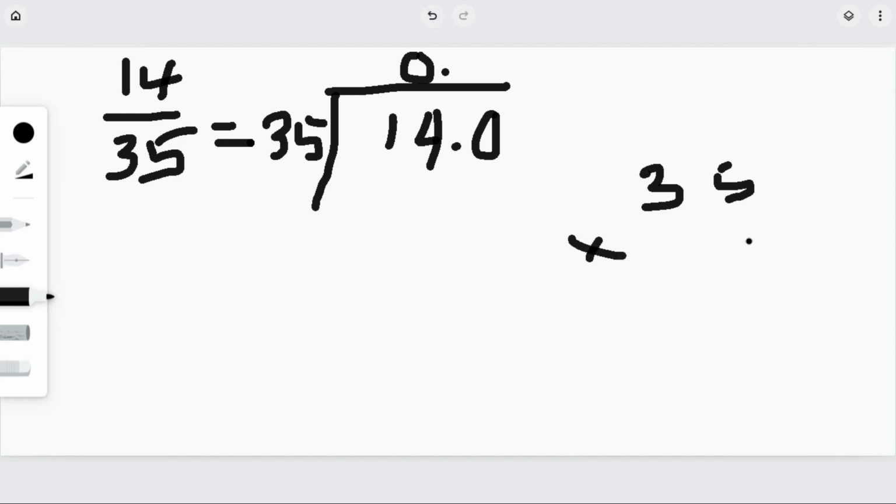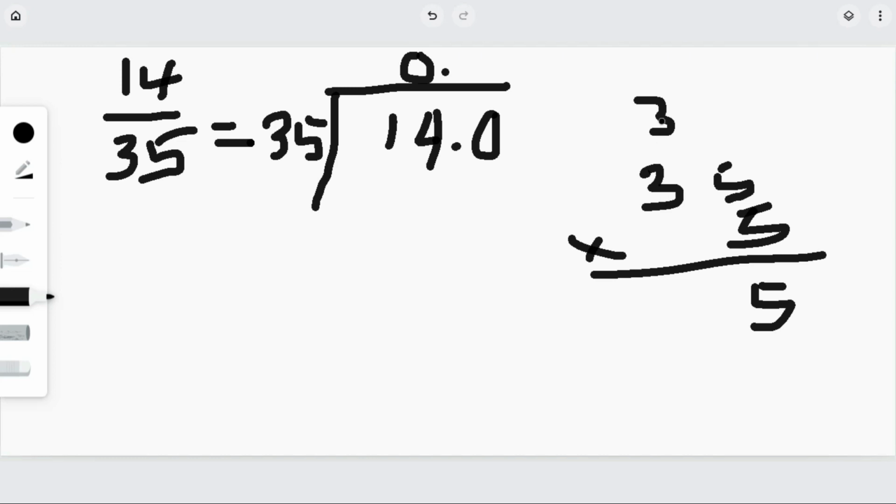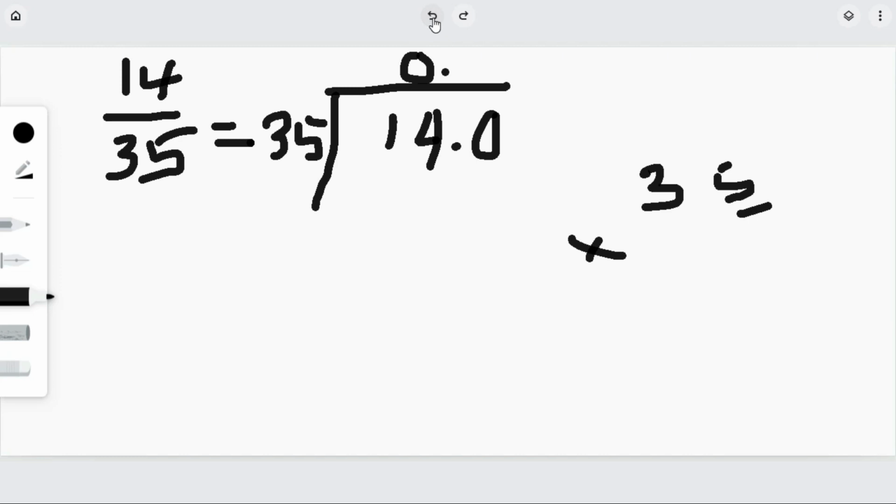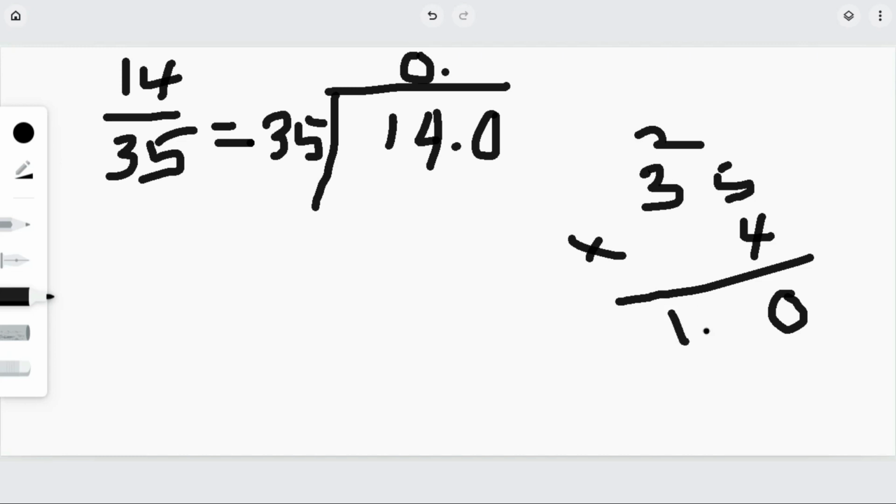Now let's say 35 times 5. So 5 times 5 is 25. Write 5 and keep 2. So 3 times 5 is 15, 17. We have 175, which is more than 140. That means we are going to reduce this number by 1. Maybe you can get the correct answer there. Okay, let's say 35 times 4. So 5 times 4 is 20. Write 0, keep 2. So 3 times 4 is 12, 14. So that's 140. So we get it.